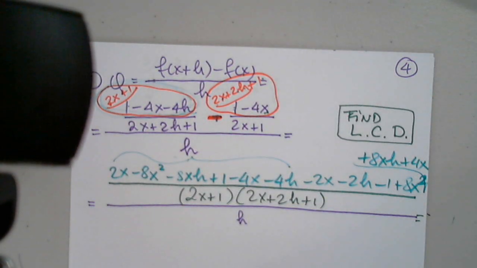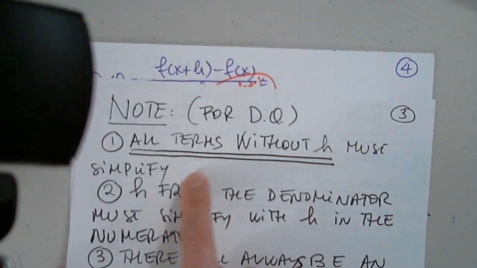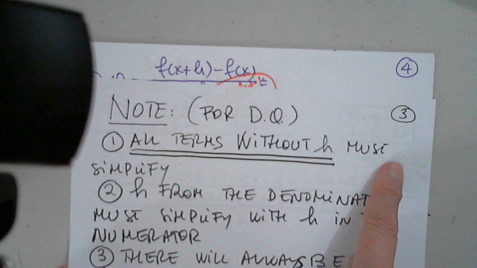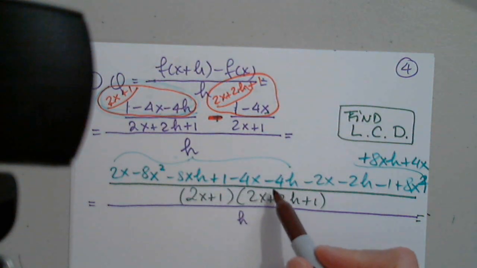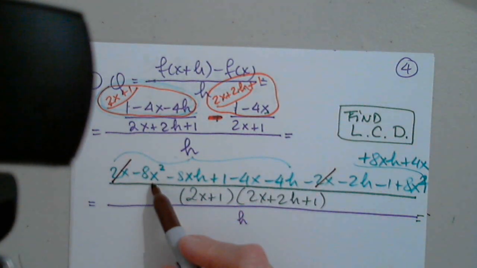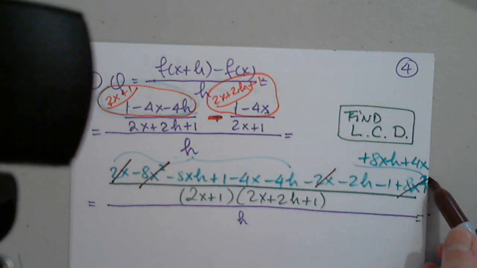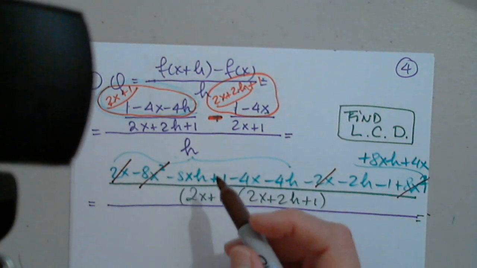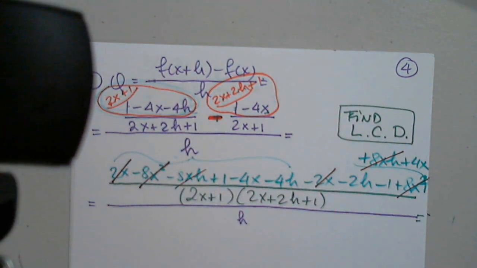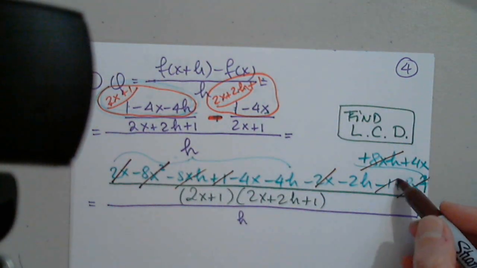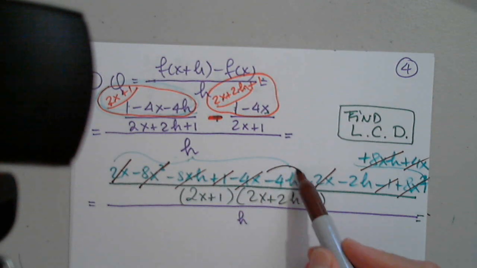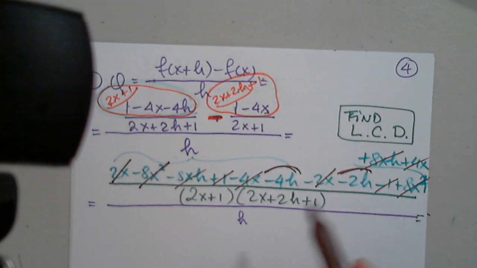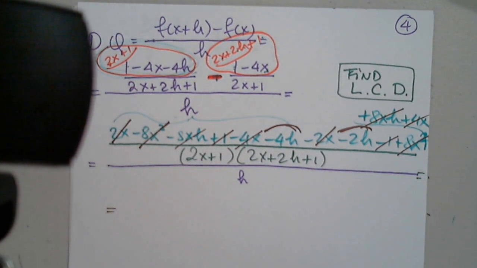Okay, what did we say has to happen? 1, 2, 3. What did we say? All terms without h have to simplify. If they don't, I'm in trouble. 2x, yes. Negative 8x squared, yes. Negative 8xh, nice. This didn't have to simplify, but it does. Awesome. Positive 1 with negative 1. Negative 4x with positive 4x. And let's see what is left. And nothing else. So what is the top? Can anyone give us the top?